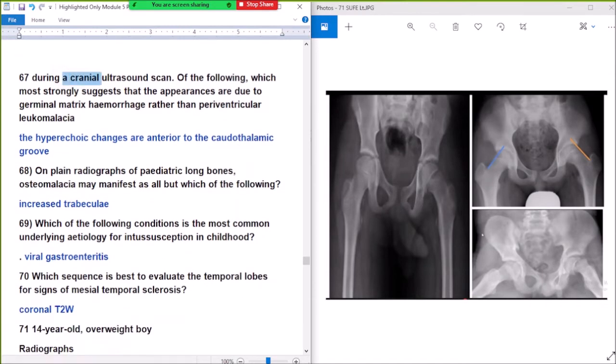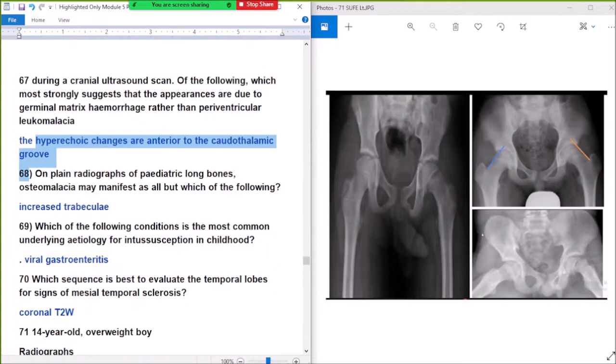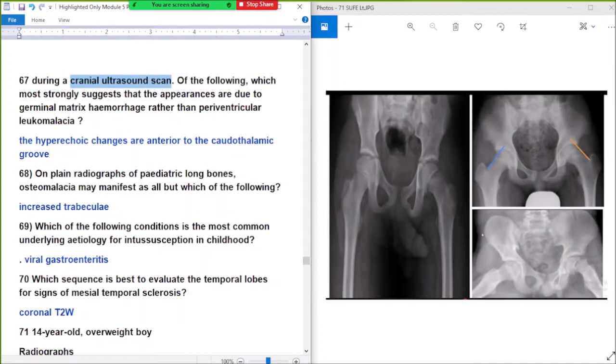Question 67. During a cranial ultrasound scan, which of the following most strongly suggests that the appearances are due to germinal matrix hemorrhage rather than periventricular echogenicity? The hyperechoic changes are anterior to the caudothalamic groove. So that's why we can say that this is germinal matrix hemorrhage and not periventricular echogenicity.